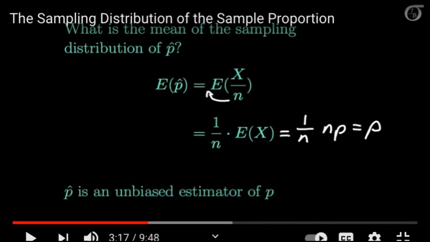Okay, just want to make sure everybody understands this formula. So you end up with 1 over n times np. The n's cancel out. You have 1 times p equals p.